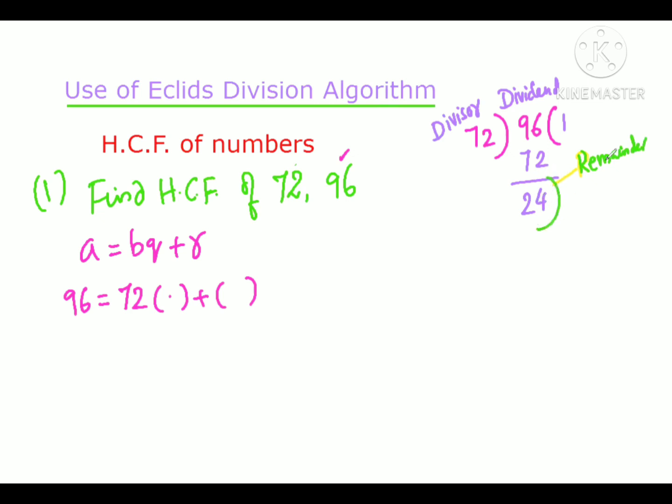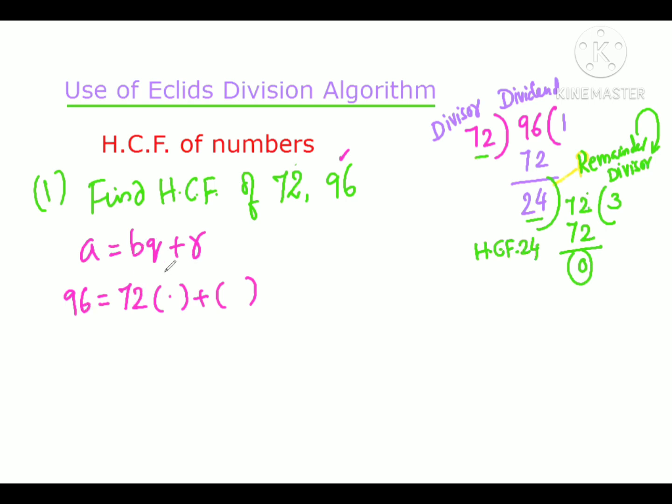In the second step, this 24 becomes the new divisor. The remainder becomes the new divisor, and the previous divisor becomes the dividend. Now divide 72 by 24. 24 3s are 72. By subtraction, we get 0. So you have to continue this process until you get 0. So the last divisor is 24. That is taken as the HCF. So 24 divides both 96 and 72.